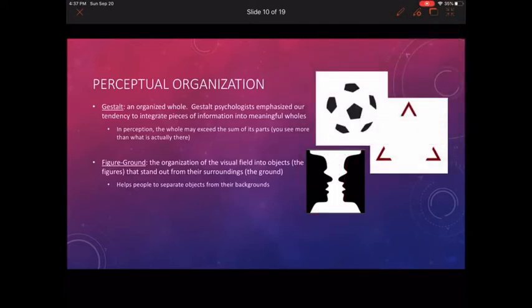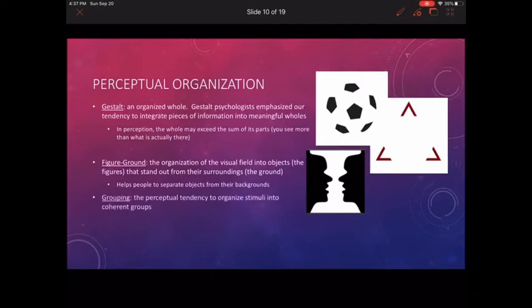So it's a visual illusion where you can sort of shift your perception to see one thing as the main picture with background around it, or shift your vision so that the background becomes the main picture and the original main picture becomes the background. Figure, ground. What's the figure? What's the main picture? What's the ground? The surroundings, the background.